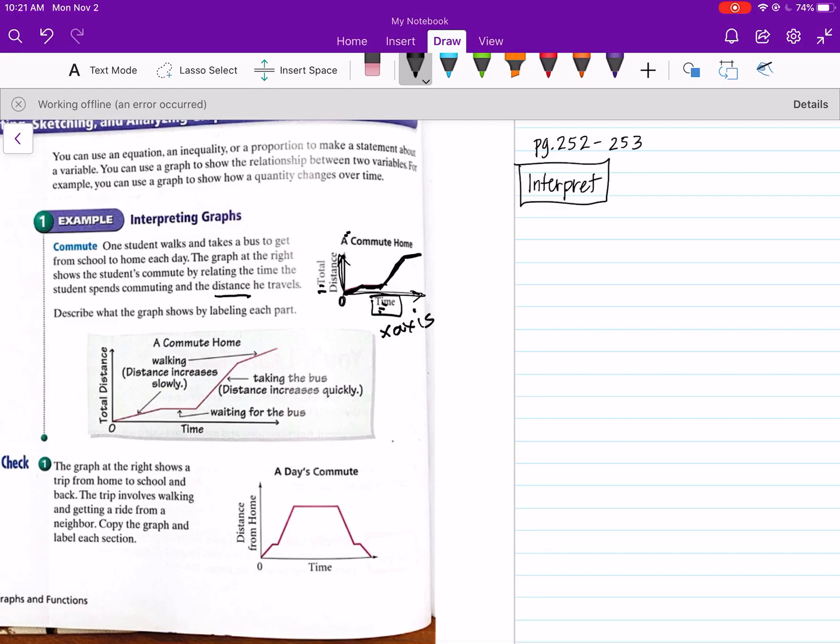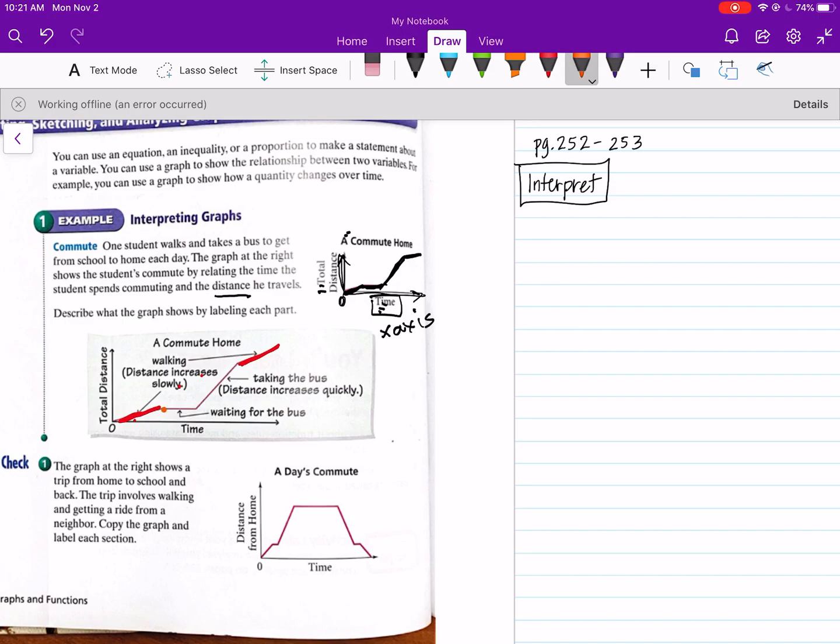So here is describing what the graph shows by labeling each part. This part here, and maybe I'll make it in red this time, is about the same as this part here. And what they say is this is a person's commute home. Here, because over a nice chunk of time they don't make a lot of distance, we can probably assume that this person is walking because the distance increases slowly.